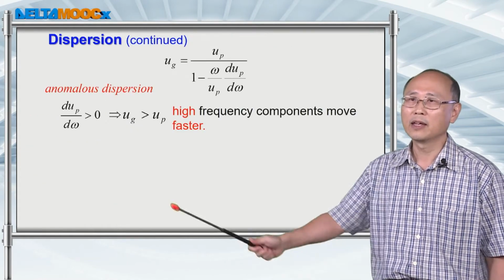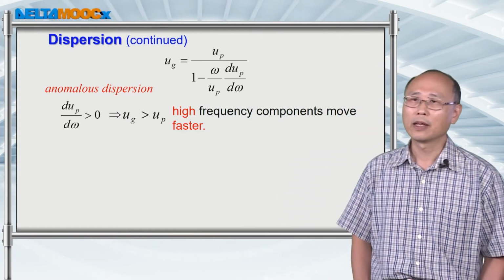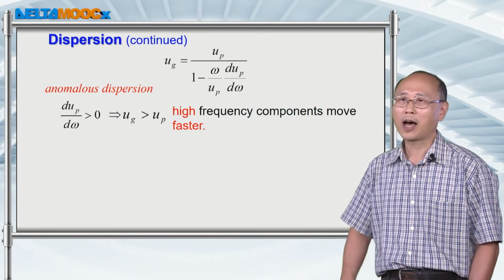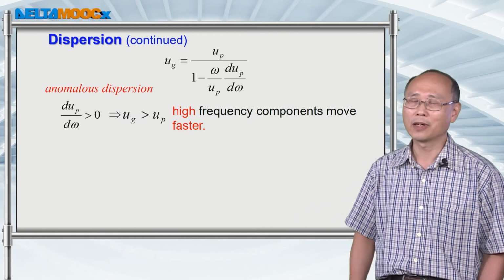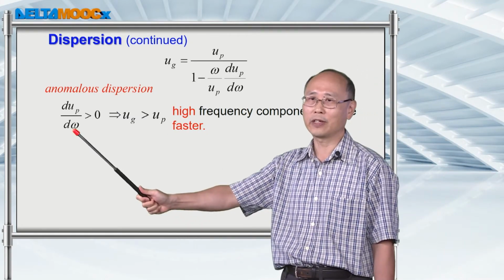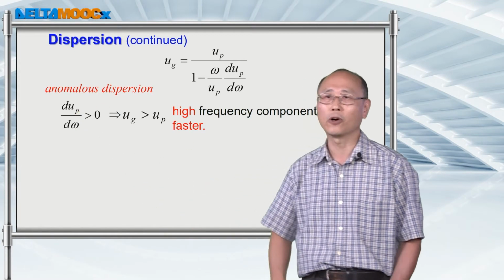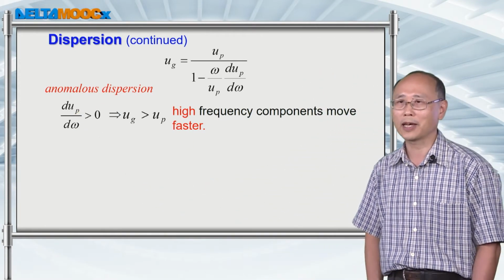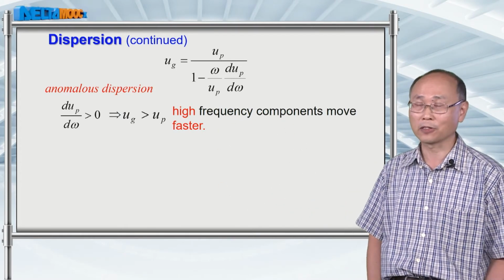On the other hand, if you have du_p over d omega larger than 0, then your group velocity is going to be larger than the phase velocity. When you increase the frequency here, the phase velocity will also increase. So this means that in this system, the high frequency component will move faster.